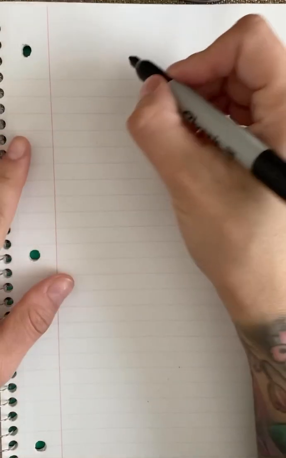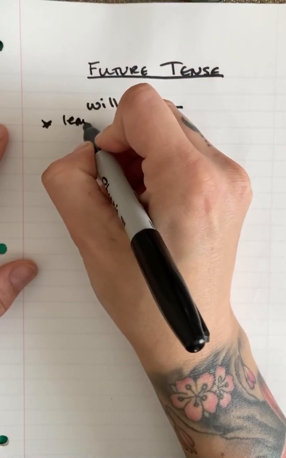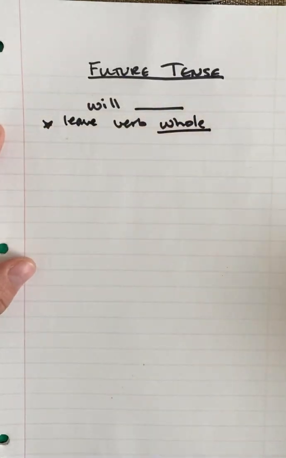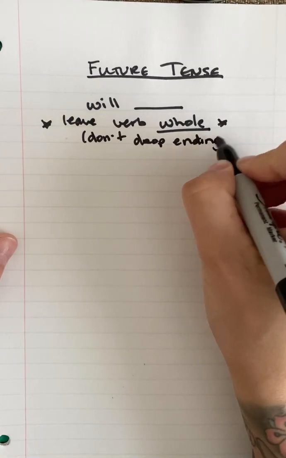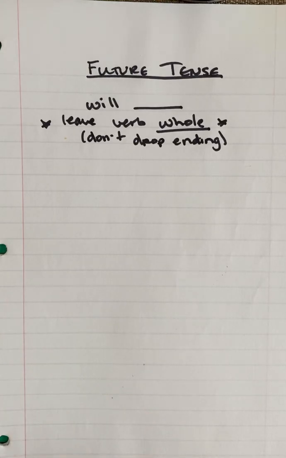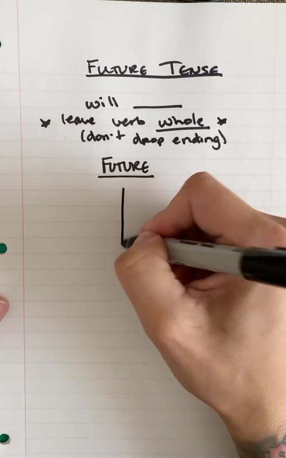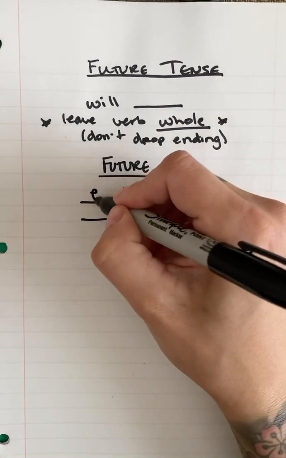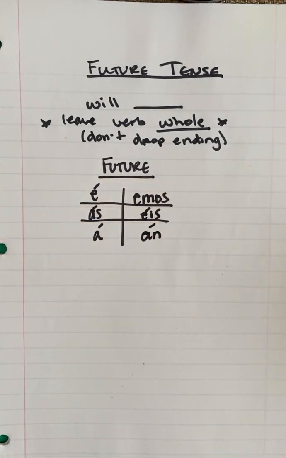Okay? So let's recap very briefly first the future tense. Future tense in Spanish is just like saying will. Will jump, will run, will dance, and so on. We have to remember with the future tense, we leave the verb whole. We don't drop the ending. Then our endings were the same: there was only one set of endings for all AR, ER, and IR verbs. They are é, ás, á, emos, éis, and án.